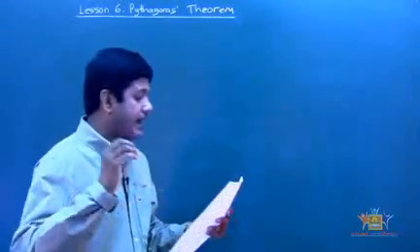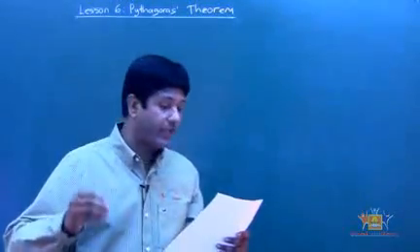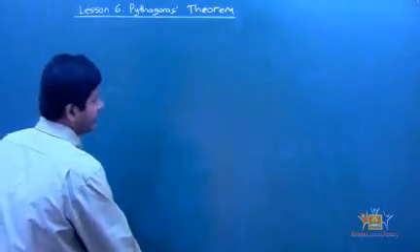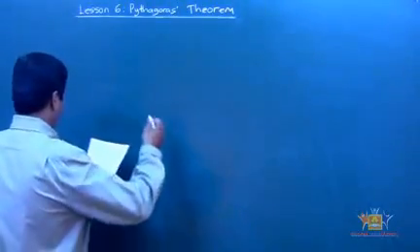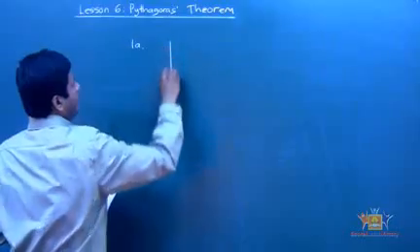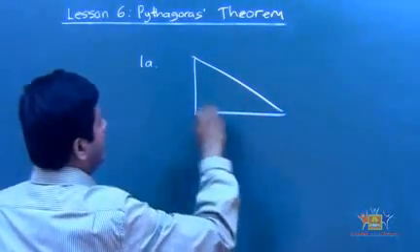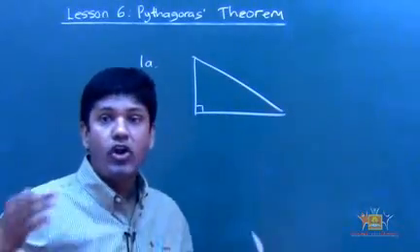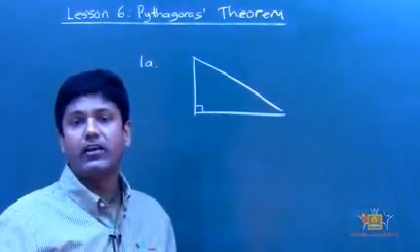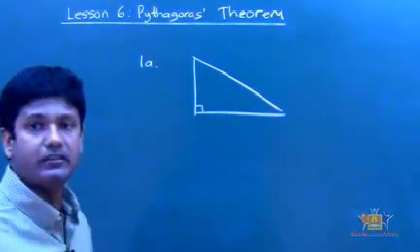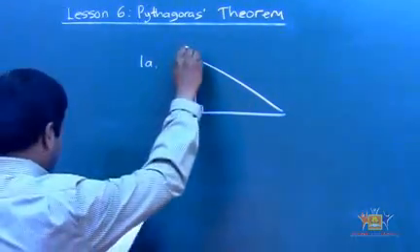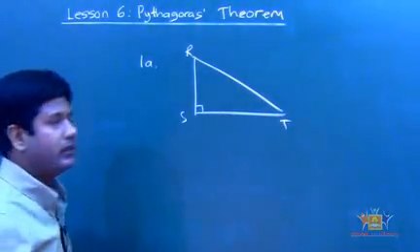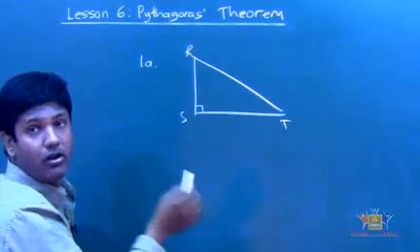The first one: identify the hypotenuse for each of the following triangles, okay? So we want to identify the hypotenuse. So what is the hypotenuse? Okay, let's draw the triangle first. Okay, 1A. So we've got a right angle triangle, alright? And we know that the hypotenuse is the longest of the three sides of the triangle, alright? So which would be the longest? If I say this is, let's say, RST, which one would be the longest? Of course, RT is the longest.